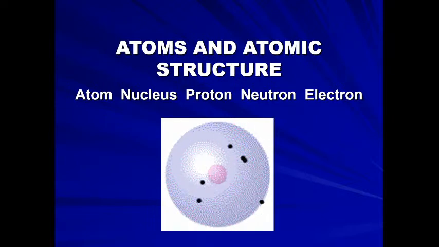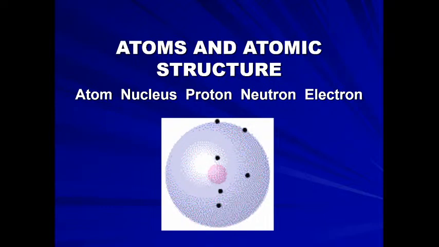Okay. So till the last class we have understood that Dalton said that atoms are indivisible. But as per the modern atomic theory, we know that atoms can be subdivided into three subatomic particles: electron, proton, and neutron.